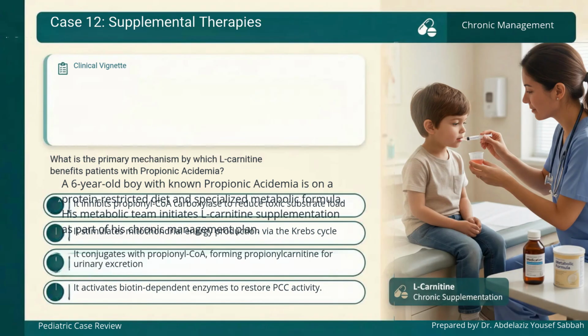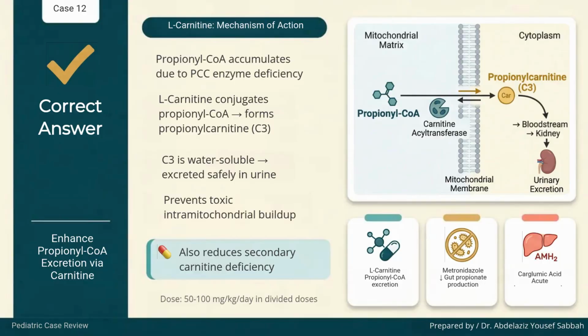Option A. It inhibits propionyl coenzyme A carboxylase to reduce toxic substrate load. Option B. It stimulates mitochondrial energy production via the Krebs cycle. Option C. It conjugates with propionyl coenzyme A, forming propionyl carnitine for urinary excretion. Option D. It activates biotin-independent enzymes to restore propionyl coenzyme A carboxylase activity. The correct answer is option C.